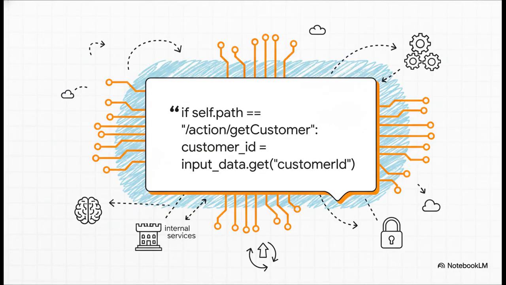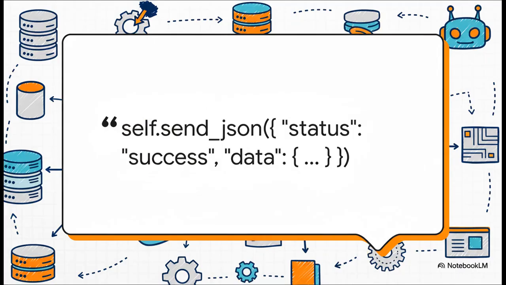Then for the execution, the doPost method basically acts like a mini router. It checks the path. In this case, it's looking for /action/getCustomer, and then it reads the JSON input from the request and pulls out the parameters the AI sent over, like the customer ID. And finally, after it does its work, maybe it looks up the customer in a dummy database, it just builds that standard success response we just talked about, status set to success, customer details in the data payload, and sends it back. And just like that, the request response cycle is complete.